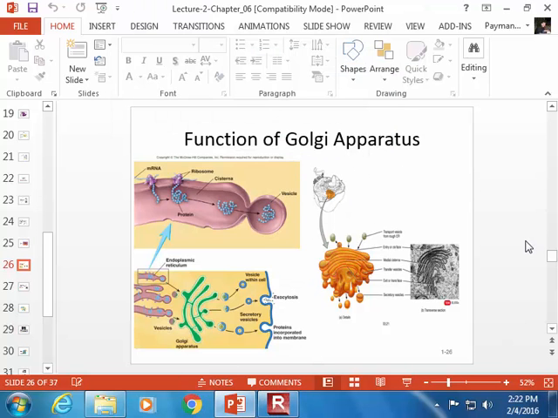Okay. And if you look at this image down here, it's going to tell you the entire story. From the endoplasmic reticulum to Golgi apparatus to release the product into the outside interstitial space. Okay. Is there any questions so far?